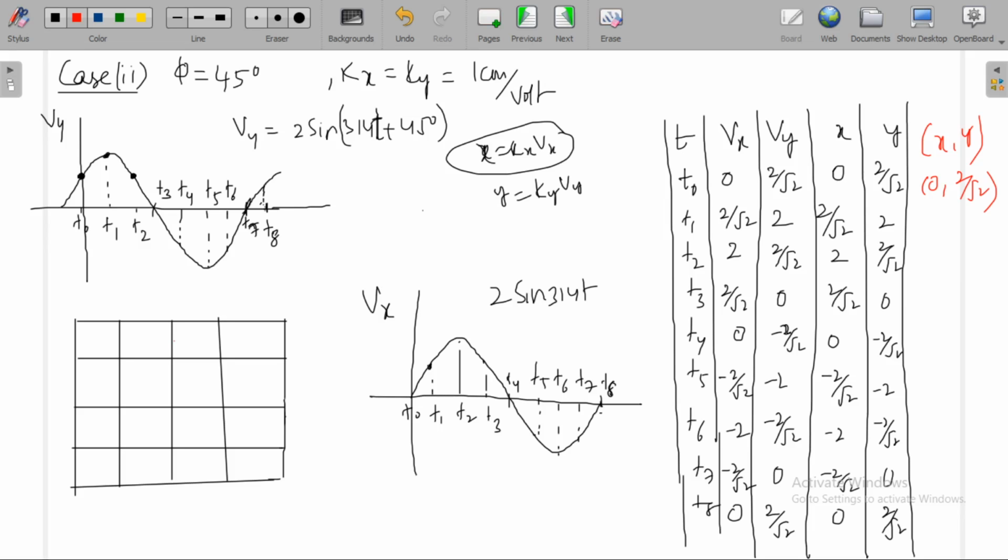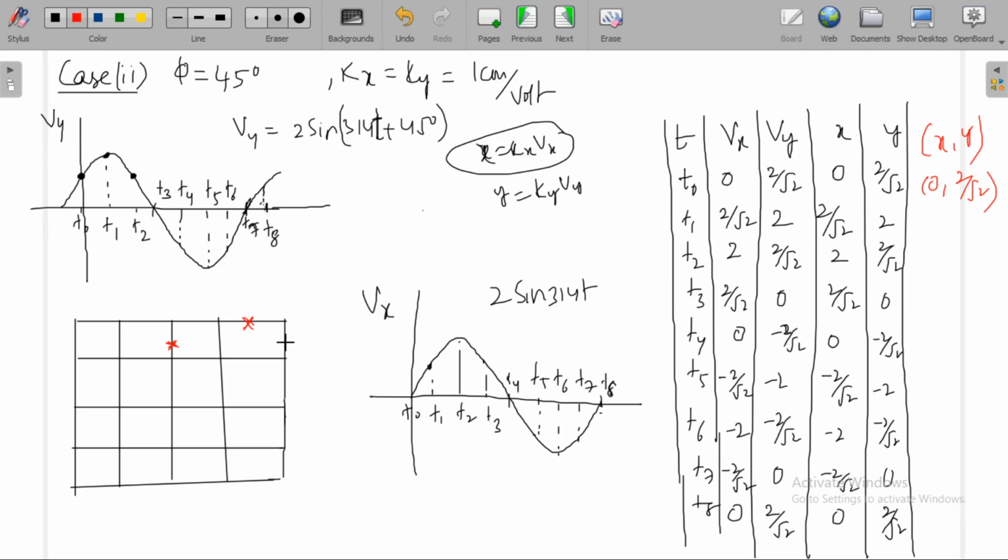Okay, then you can have a point over here. 1.414, 0. Next, 1.414 comma 2. Okay, this will be the point. Next, 2 comma 1.414.